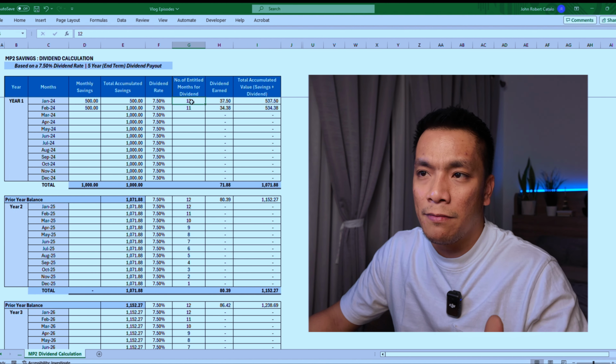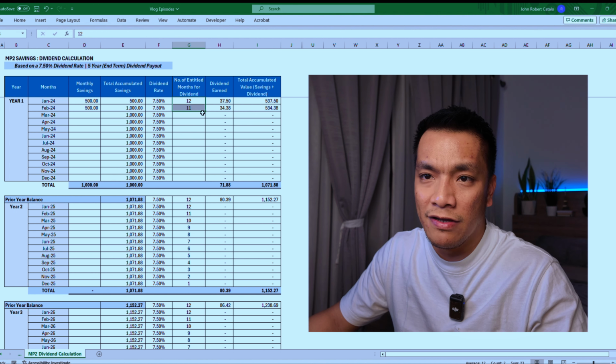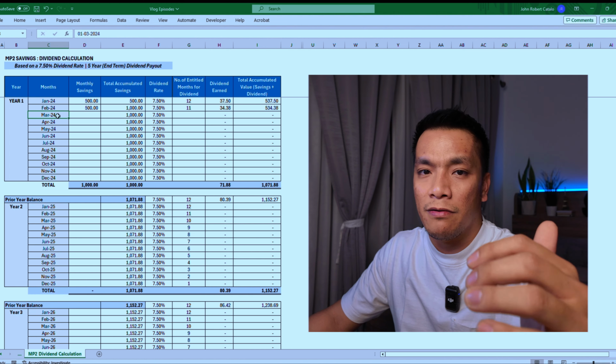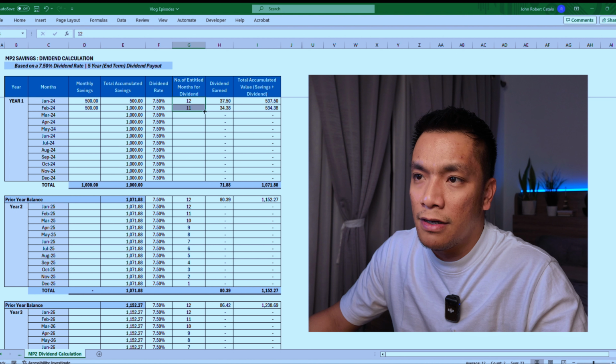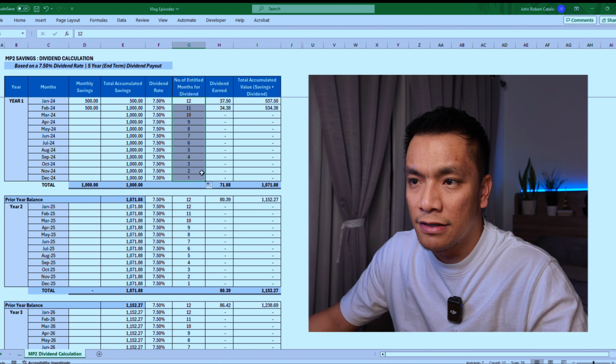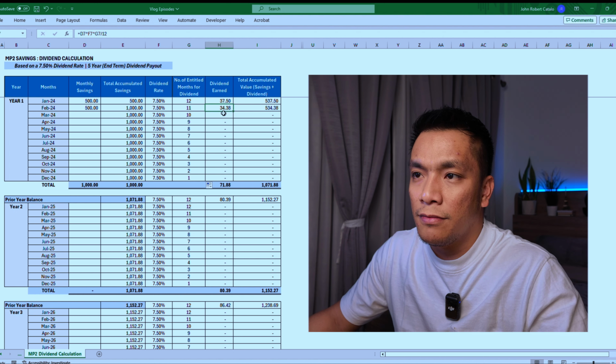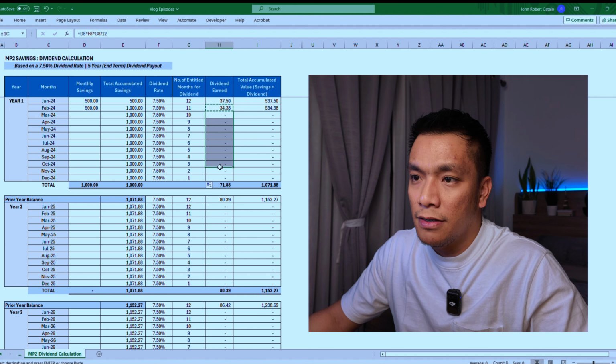So, habang tumatagal, pababa yung number of entitled months for dividend kasi nga, you're going to count it from the month you made your contribution up to December. So, i-drag lang natin to hanggang December and mag-o-automatic na siya. Copy-paste din natin to.